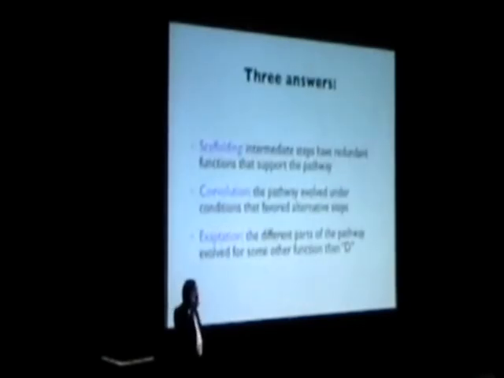Okay, I'm going to give you 3 explanations for irreducible complexity. Why irreducible complexity is a bogus argument against evolution. The first one that I'll go over, I hope fairly quickly, although it's going to be a lot of slides, is scaffolding. That intermediate sets have a redundant function to support the pathway.